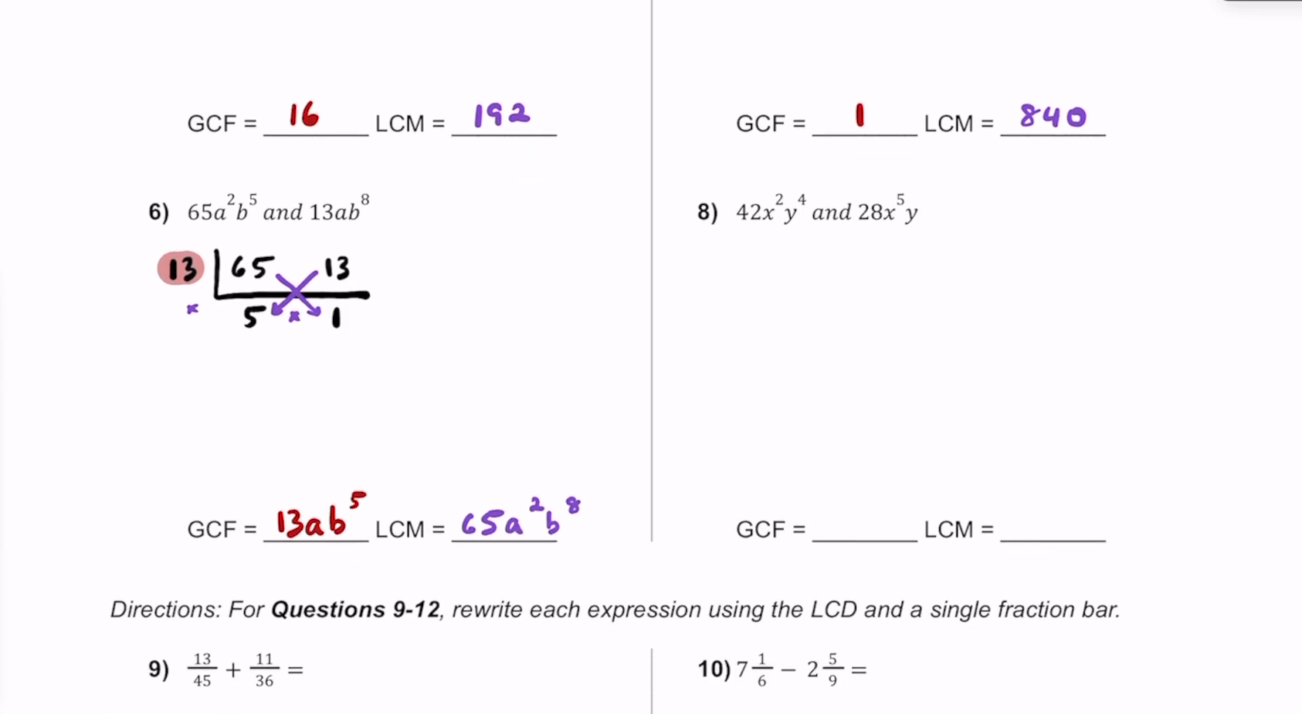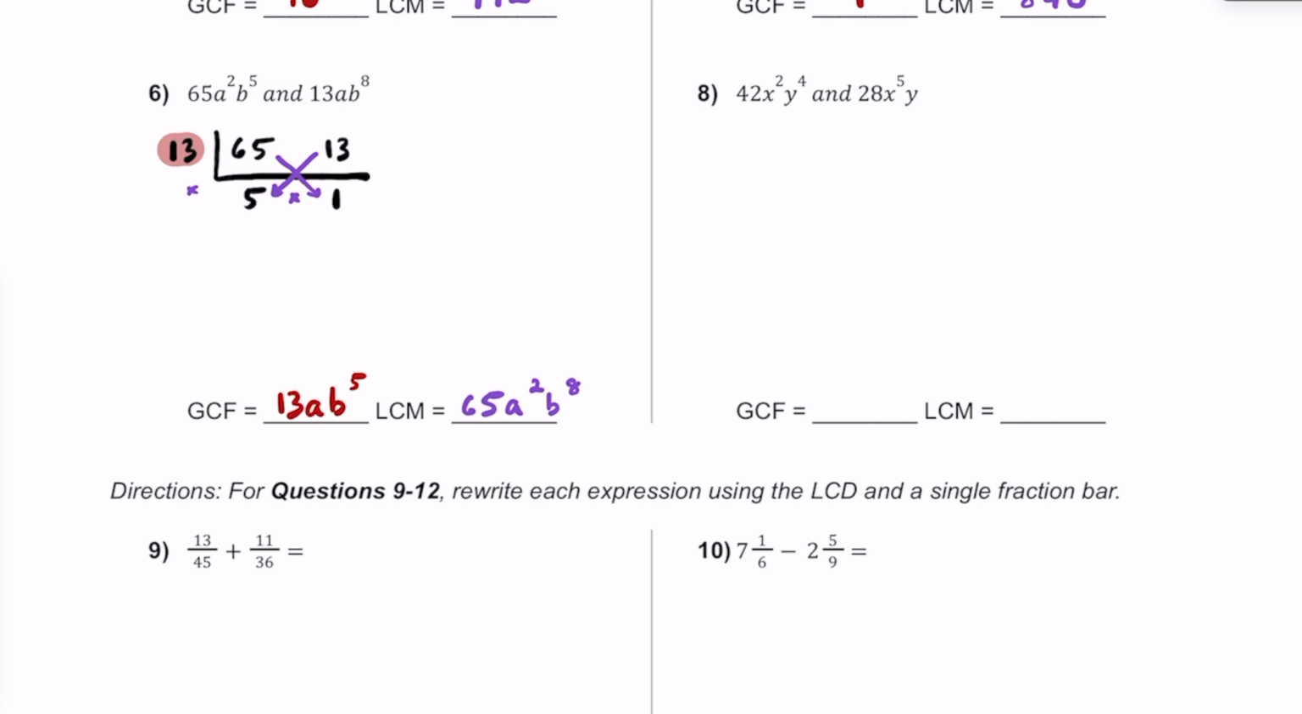For number 8, we have these 2 monomial expressions. We have 42x squared y to the 4th and 28x to the 5th times y. Just like earlier, I'm going to go ahead and just look at the coefficients, this 42 and 28.